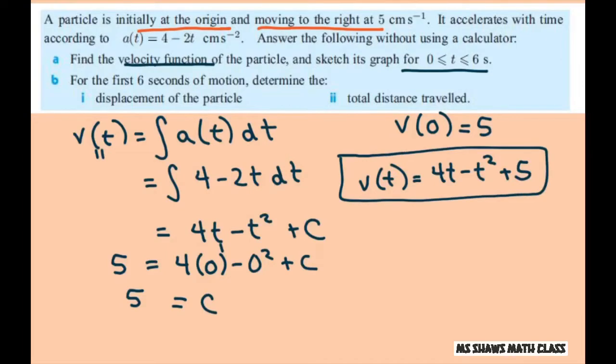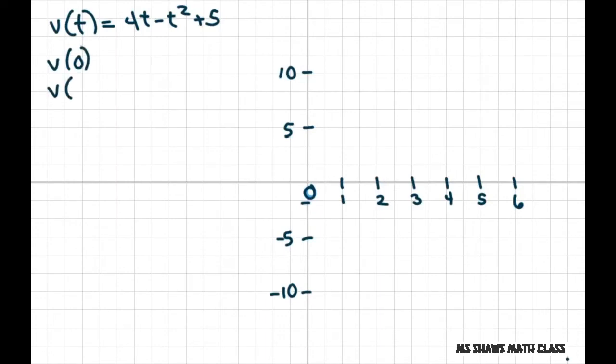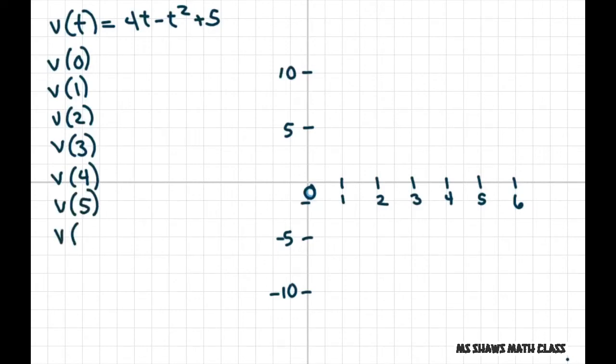Now, we're going to sketch the graph for that, and I'll write the function here again. We can't use the calculator, so let's write this out: 4t minus t squared plus 5. We just need to know v(0), v(1), v(2), v(3), v(4), v(5), and v(6). So v(0) we already know is just 5. So we're here at our initial starting point.